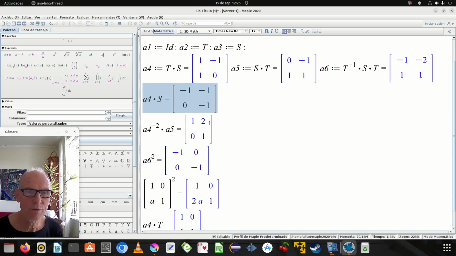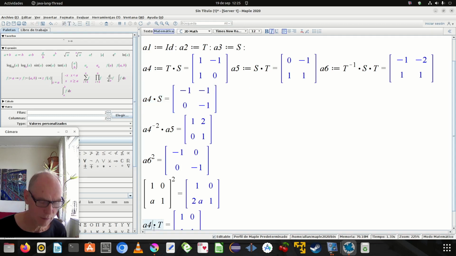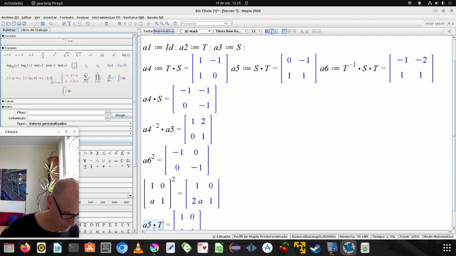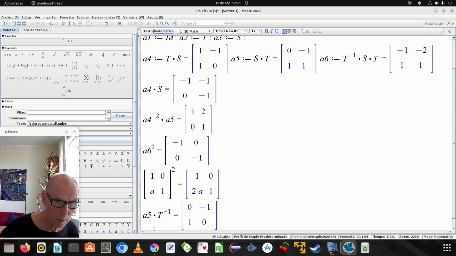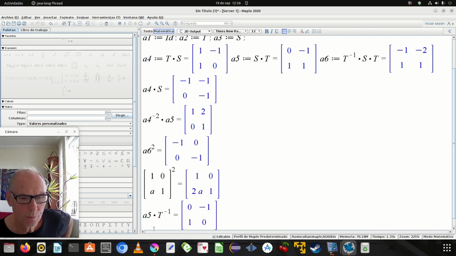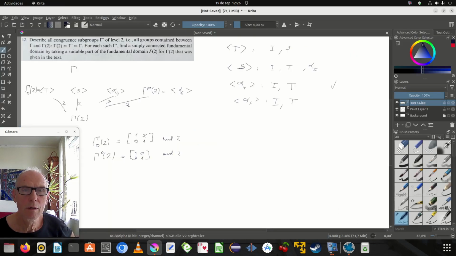So it's T alpha 5. That gives S. But that's what it should give, because those two multiplied should lie in the group because they give unity. That means that my condition is actually silly.